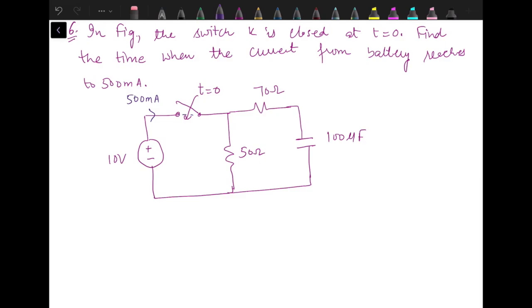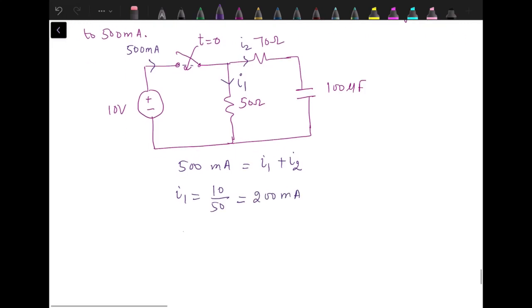So when the switch is closed, this 10 volt will be connected in parallel with 50 ohm. So if the current through this 50 ohm resistance is I1 and the current through the series combination of resistance and capacitance is I2, then 500 milliampere is equal to I1 plus I2. And I1 is equal to voltage upon resistance, that is 200 milliampere. So from here we get the value of I2 as 300 milliampere. That is the current through the capacitance, 300 milliampere.